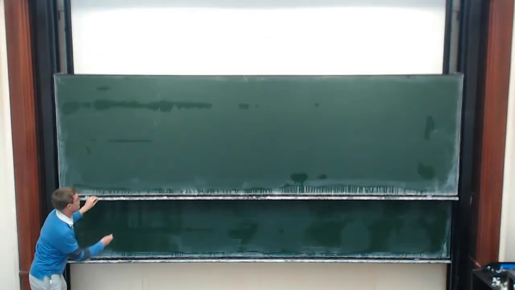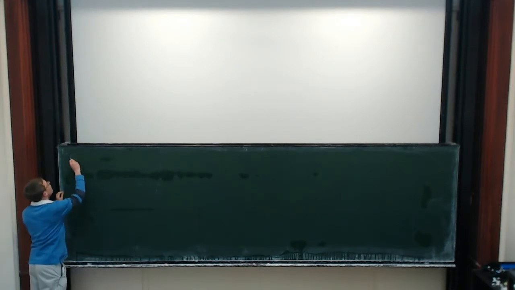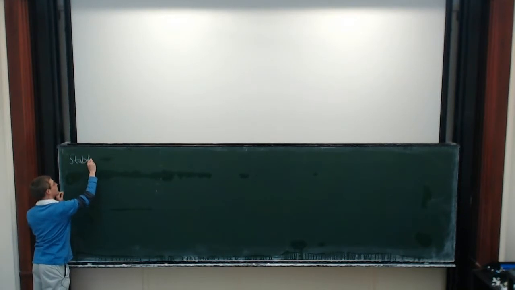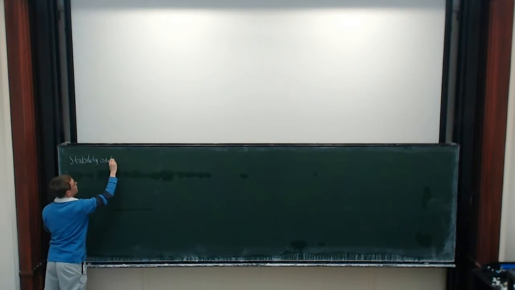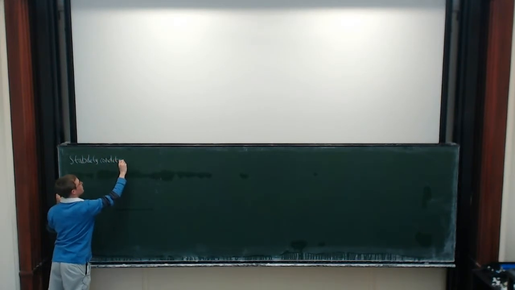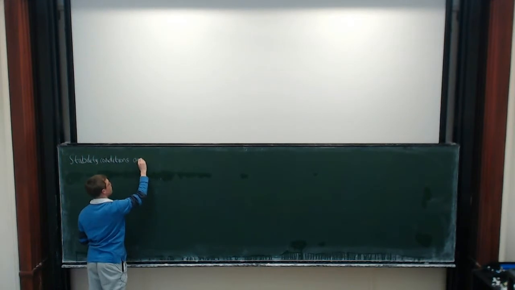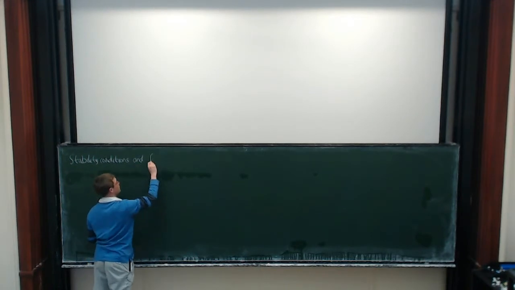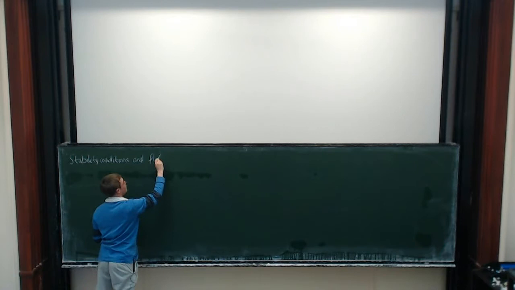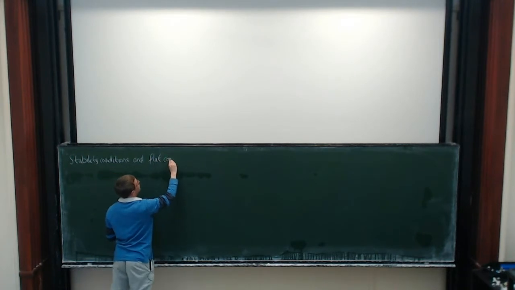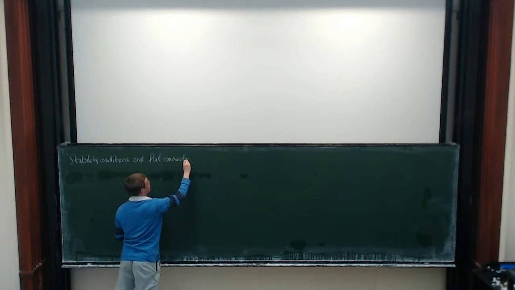So I want to talk about some spaces of stability conditions of some Calabi-Yau-3 triangulated categories, which are somehow associated to moduli spaces of meromorphic flat connections on a Riemann surface.